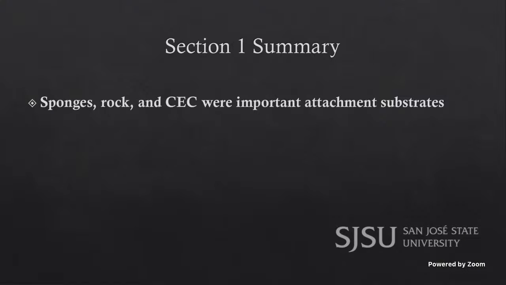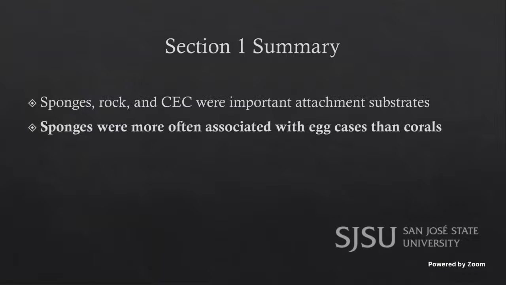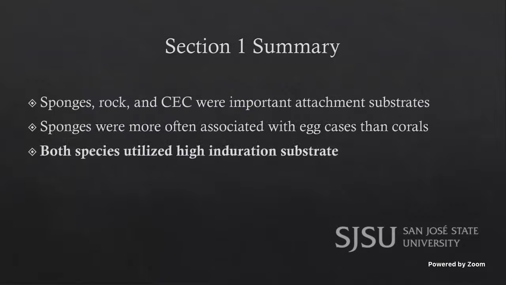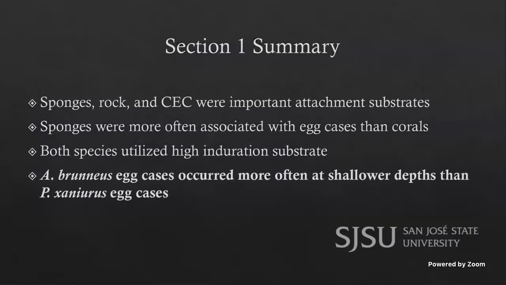Sponges, rocks, and Catshark egg cases were found to be important attachment substrates. Sponges were more often associated with egg cases than with corals. Both species utilized high induration substrate. And A. brunnius egg cases occurred more often at shallower depths than P. xaniurus egg cases.